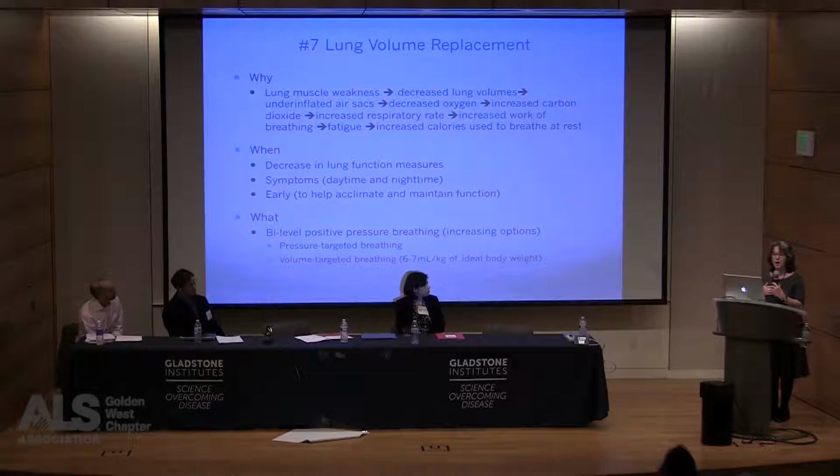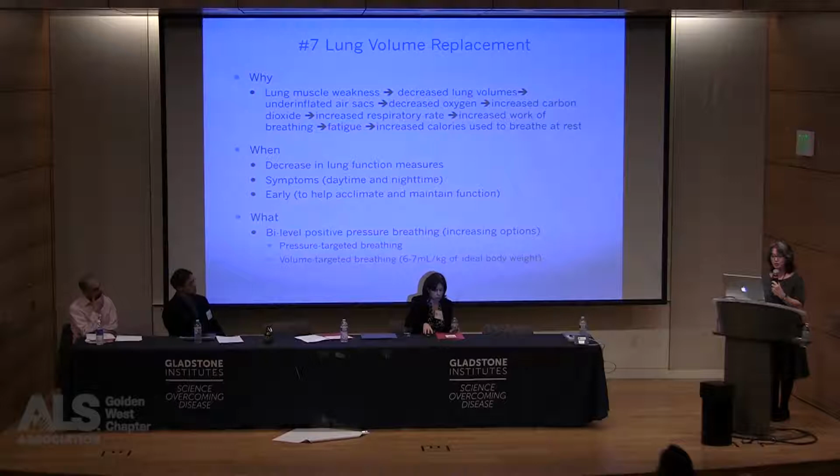Then what I will do is repeat those tests when you are lying down in a supine position to see if weakness in your diaphragm has caused a drop in your lung function when you don't have gravity to assist you and you have some abdominal volume displacing some of your lung volume. And then that might be a really good time to start. But we encourage you to start using assisted breathing as soon as possible to allow you to acclimate to it. Otherwise, we're sort of chasing our tails in a way.